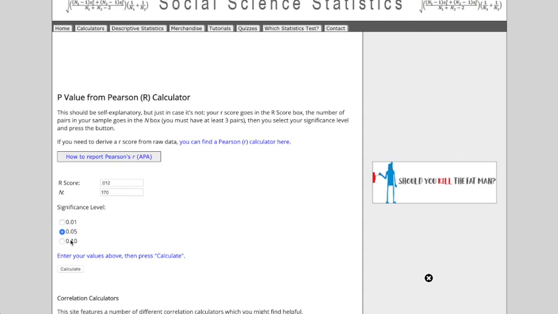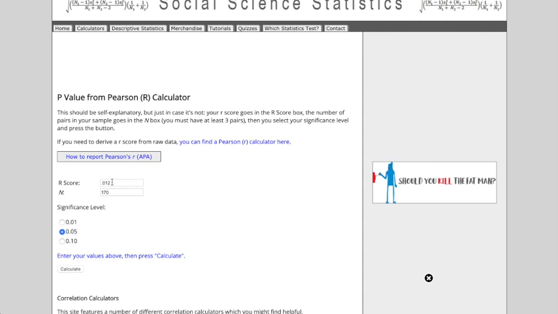Your significance level, you may remember from your stats class, is the probability that you're making a type 1 error, that you've concluded that there is a difference when in fact there is not. It's what's called a false positive, that you actually think that there's a statistically significant difference when in fact there's not.